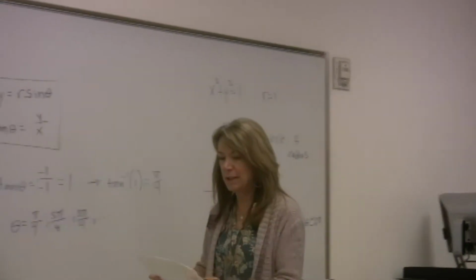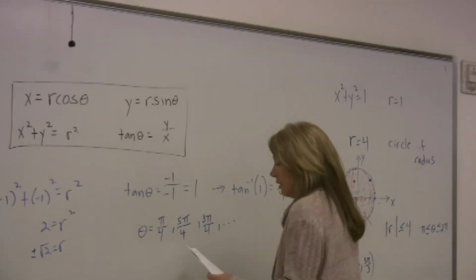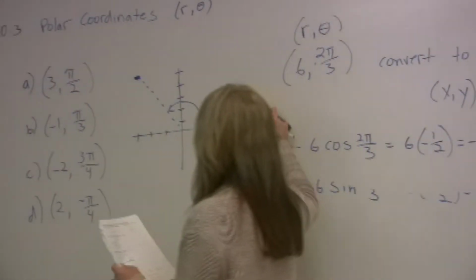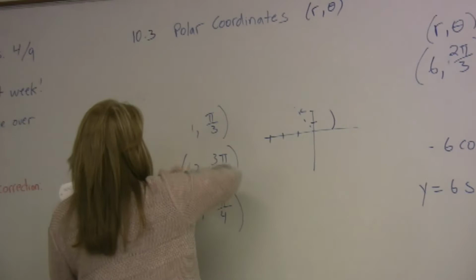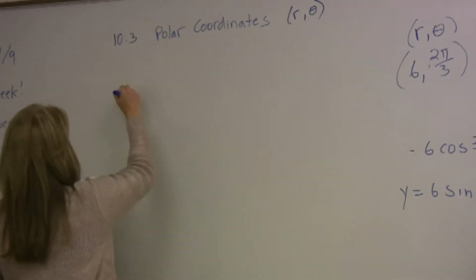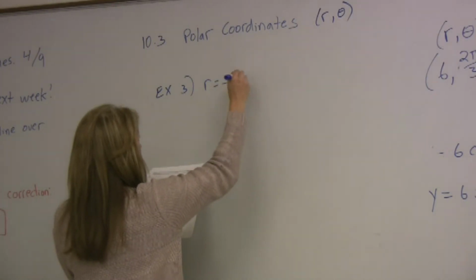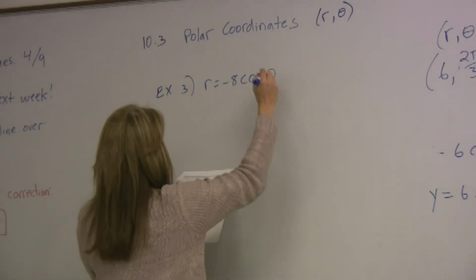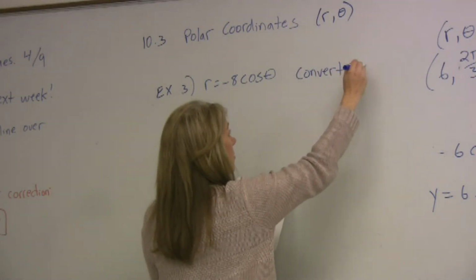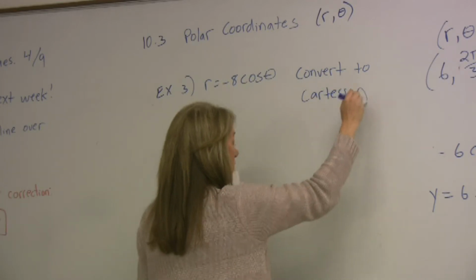Okay, so let's look at example 3, a much messier equation, not as straightforward as a circle. r equals negative 8 cosine theta, and we want to convert to Cartesian. All of a sudden it got hard.